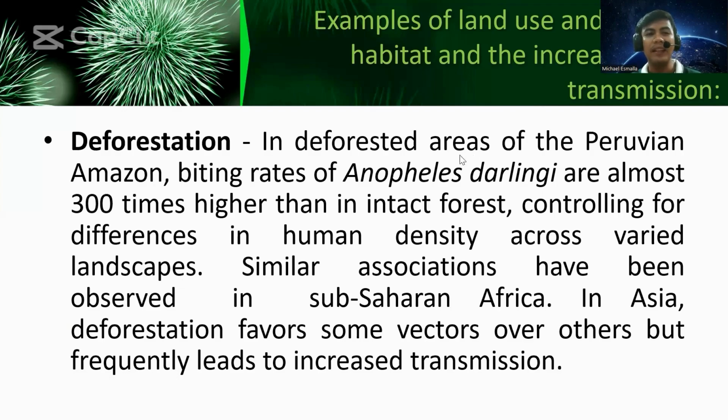So, what happened? Again, when you deforest, once you remove the trees and their habitat, what will happen? They will migrate to a place near interaction with humans. And the more the vectors interact with humans, the faster the transmission of these diseases. Similar associations have been observed in sub-Saharan Africa. In Asia, deforestation favors some vectors over others, but frequently leads to increased transmission.